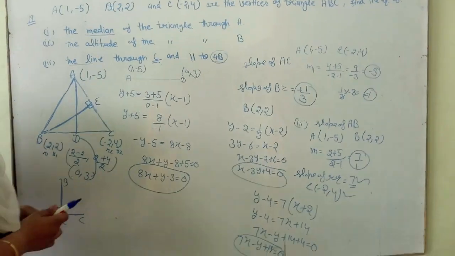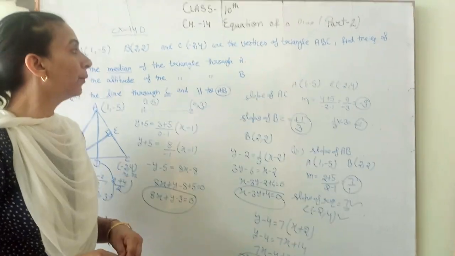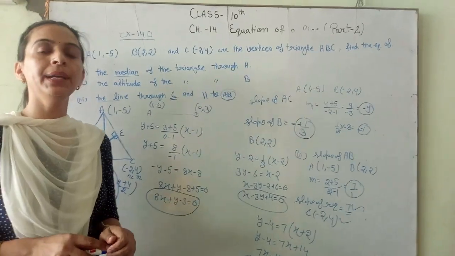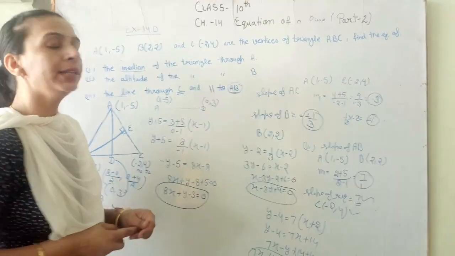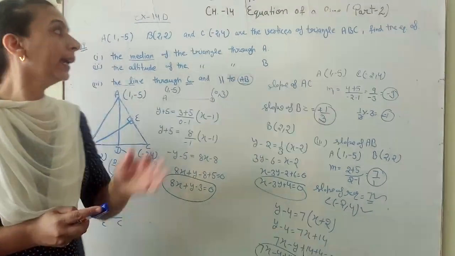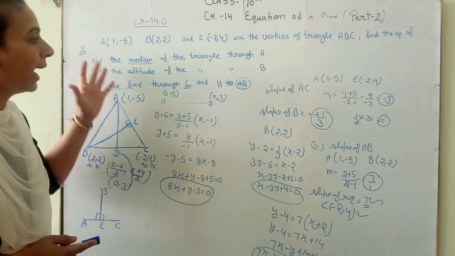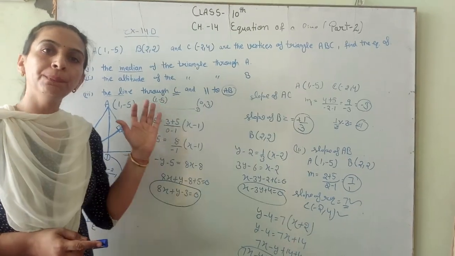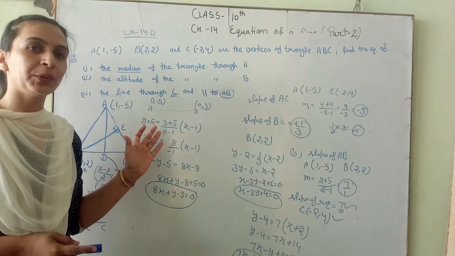Clear, student? With the help of exercise 14 A, B, C, D, and exercise 14 E is a mixture of A, B, C, D. So with the help of this video, you solve the complete chapter in your maths notebook.